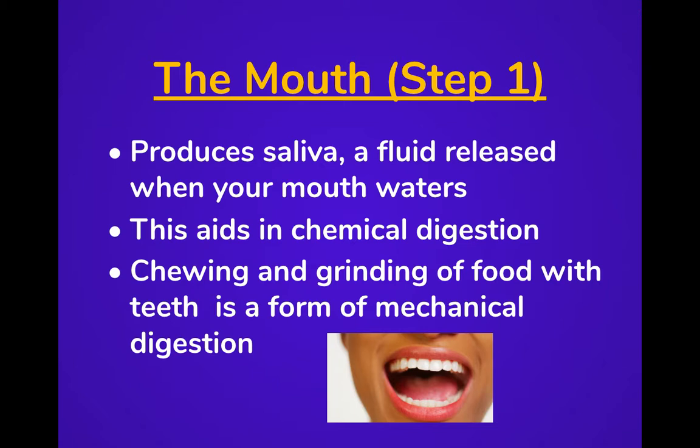Step one, it starts with the mouth. Within the mouth, saliva is produced. Saliva is a fluid that's released when your mouth waters. This aids in chemical digestion. Chewing and grinding of your food with your teeth is a form of mechanical digestion. So in your mouth, you actually have mechanical digestion with your teeth chewing on your food, chomping on it. But then you also have chemical digestion there. The enzymes in your saliva help to moisten your food to start breaking it down.